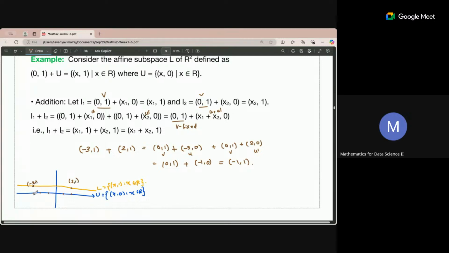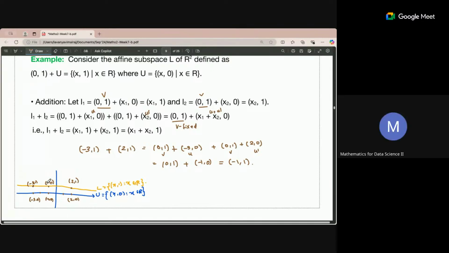Okay. So now what are the elements corresponding in U here? (-3, 0), (-3, 0). And here (2, 0). Now what is the sum of these two entries? (-1, 0). So this is your (-1, 0). So again you go back to L here, (-1, 1). So the sum of these two entries is this. So I am coming to U and then going back to L in this way. This makes sense?